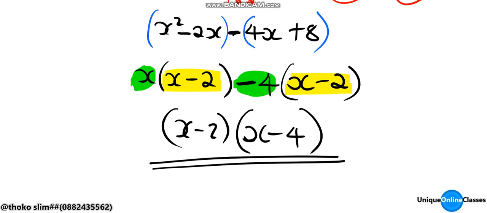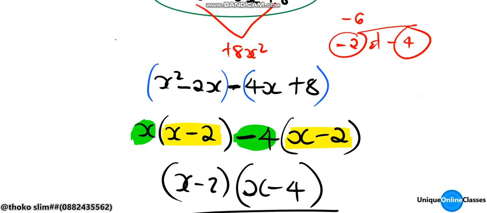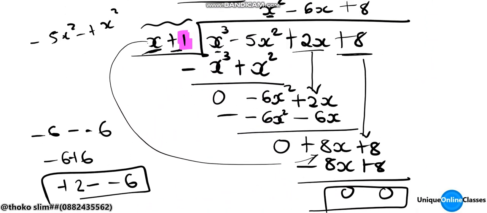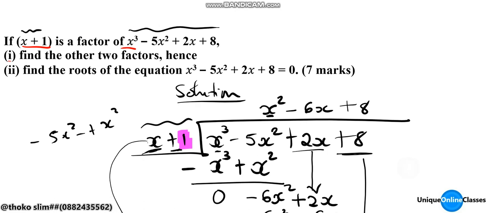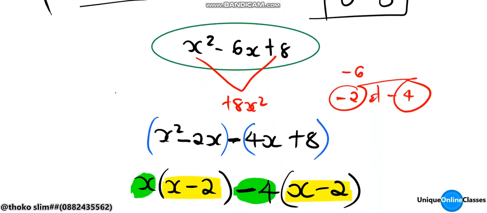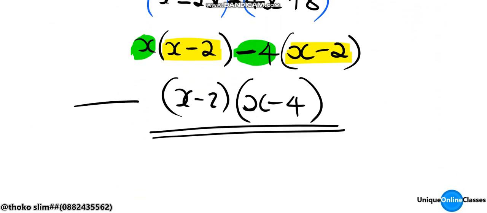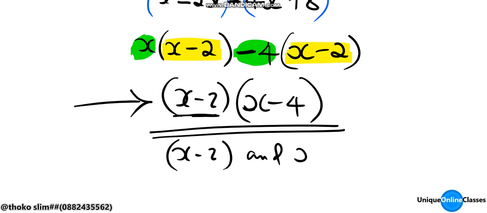Factorize. According to the first question, we should find the other factors of the polynomial. The other factors of the polynomial are x minus 2 and x minus 4. These are the factors of that polynomial. Dividing these, the remainder is 0.